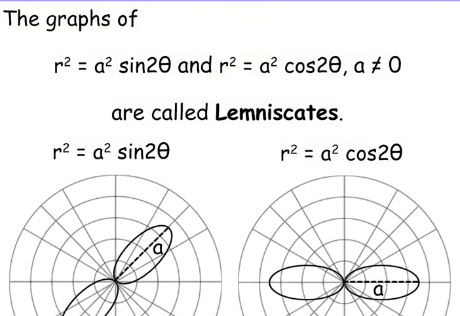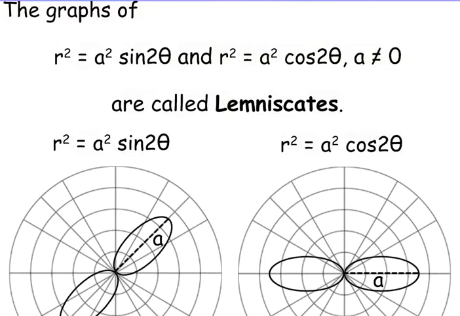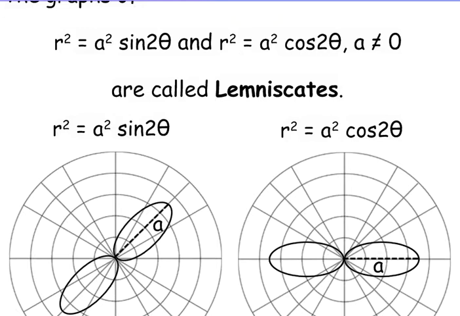Okay, and then the last one that we've got, what sets it apart is the r squared. R squared is equal to a squared sine of 2 theta. R squared is equal to a squared cosine of 2 theta. These are called lemniscates. And you can see what they look like. They kind of look like a figure 8, lemniscate, figure 8.